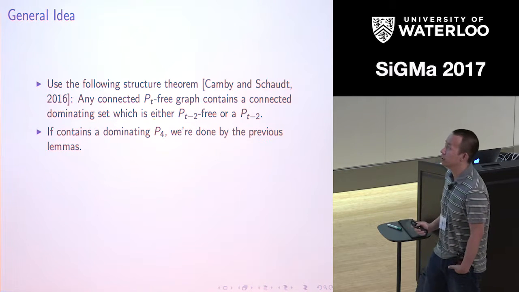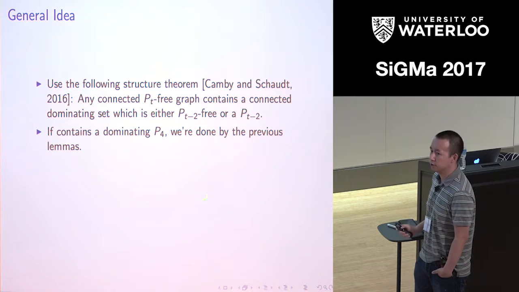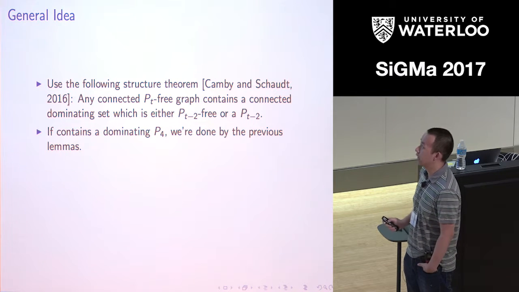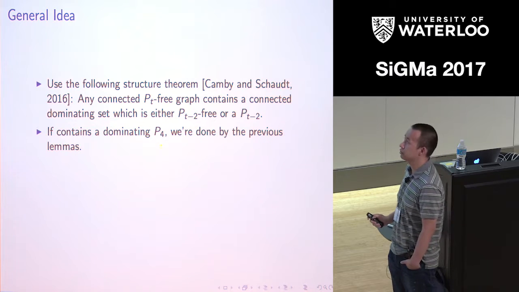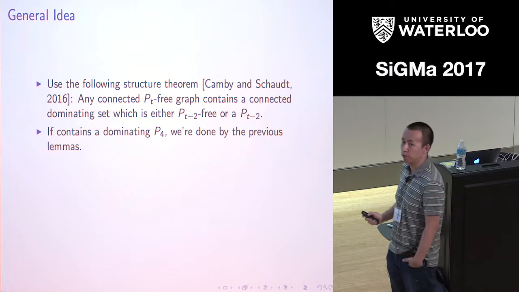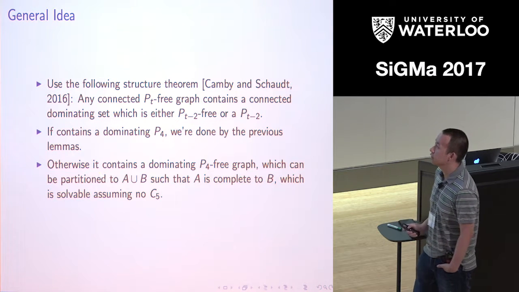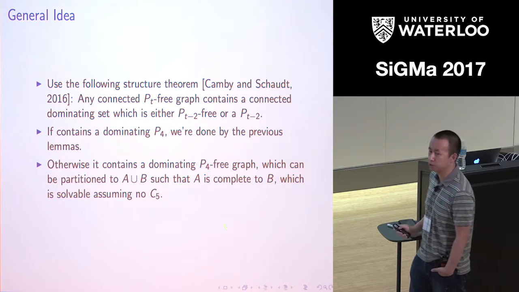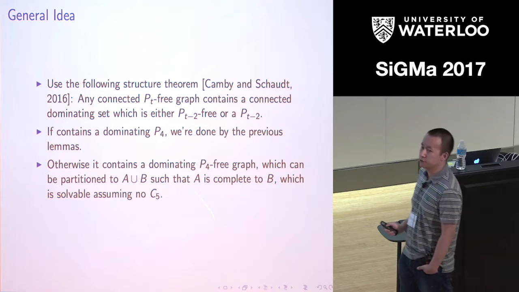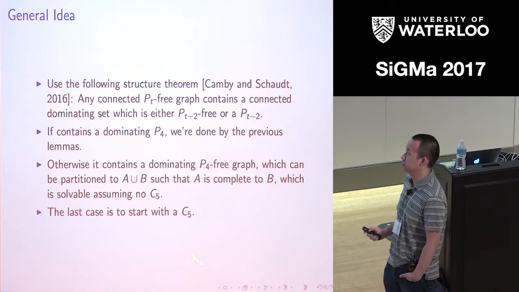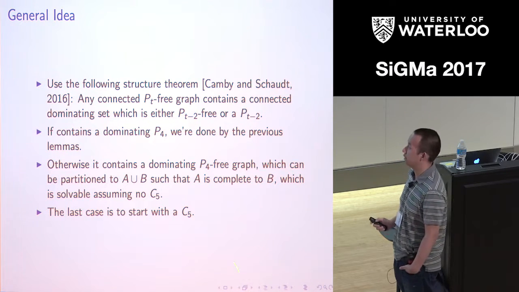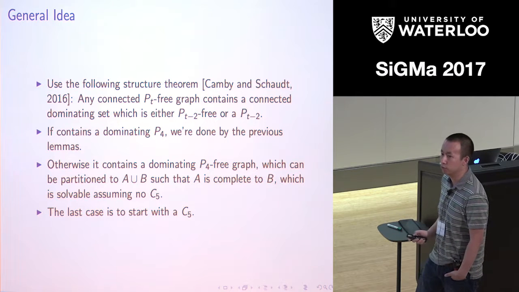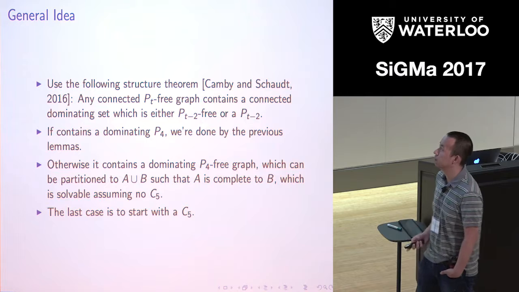Our first case is that it contains a dominating P4, which means that every other vertex is adjacent to this P4. By the previous tool, we can pre-color this P4, and we can update with respect to that P4. Then every list is reduced to at most 2, and we are done by our first case. The second case assumes it contains a dominating P6-free graph. Then we can partition it into A and B such that A is complete to B. This is easy to solve, assuming that there's no C5. The last case is to start with C5, and we pre-color the C5, and we update, and we use some very complicated tools, and then eventually we are able to reduce the lists to at most 2. So that's basically the idea of our proof.